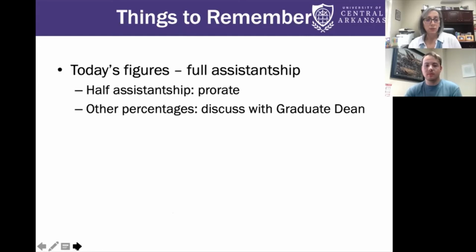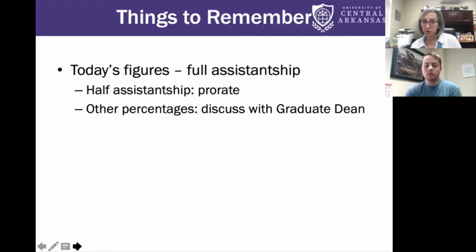Some things to remember. The dollar amounts and all that I shared today were based on a full assistantship, so that's 20 hours a week. If you are hiring a student for a half assistantship, then you simply would prorate that amount. So it would be $4,300 for the year. And if you're wanting to hire graduate assistants on other percentages, then let's have a discussion about that.